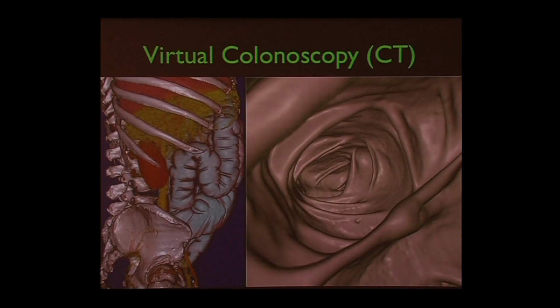Now here's a virtual colonoscopy. We have 1,000 images for a CT for the virtual colonoscopy, and there are some little polyps. That's a tiny, about a 3 millimeter polyp in this colon.